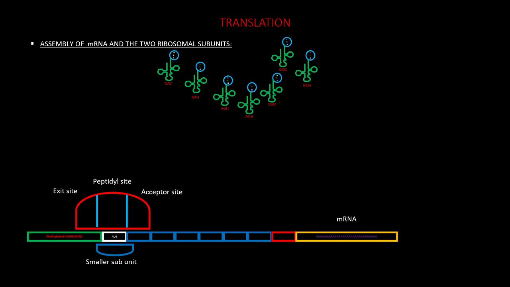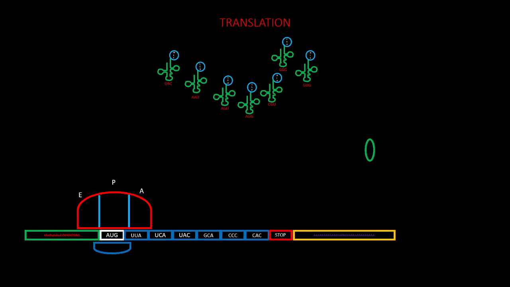Okay, so let's go ahead. As you can see, this green structure that comes into the slide is the release factor, a special protein that will eventually come to use at the end of the translation process. Now as you can see, the peptidyl site or the P site of the larger subunit sits right above the start codon, or the AUG, of the mRNA. Similarly, the smaller subunit also sits below the start codon of the mRNA.